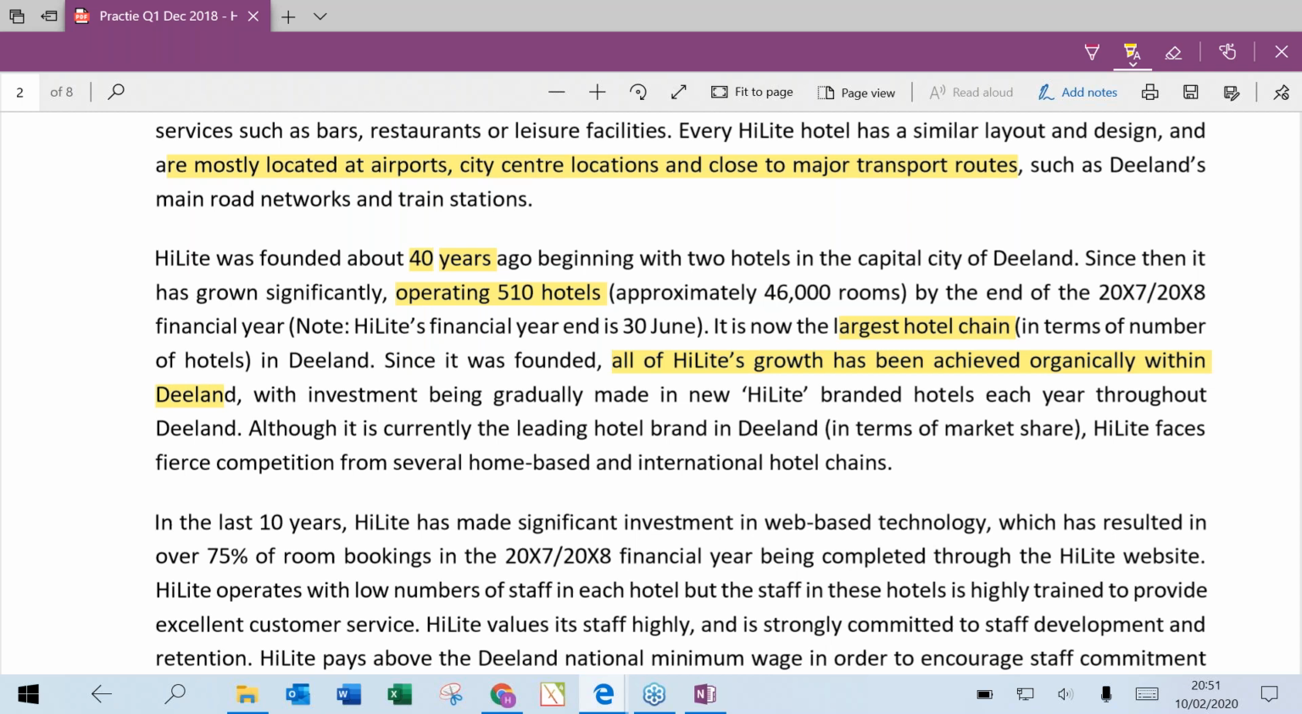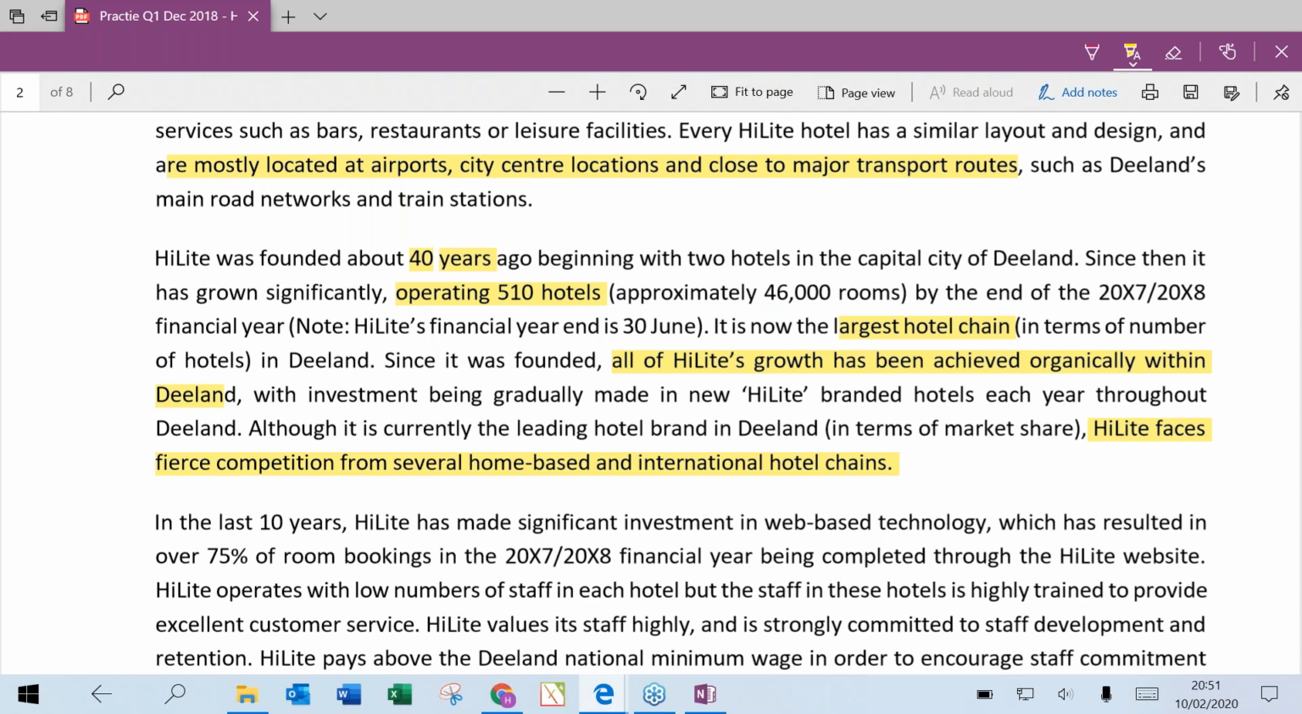Although it is currently the leading hotel brand in the land in terms of market share, Highlight faces fierce competition from several home based and international hotel chains. Obviously, it doesn't matter whether you are a market leader or not, you will always be facing competition, right? So, what's the key message here in this paragraph?